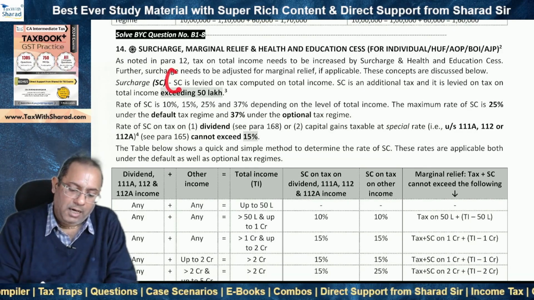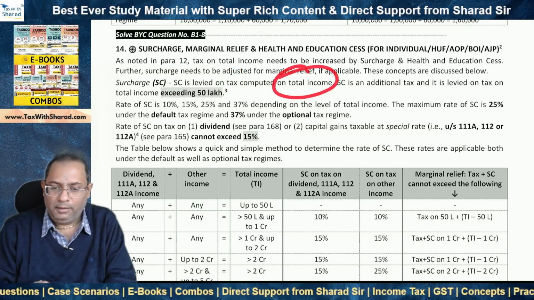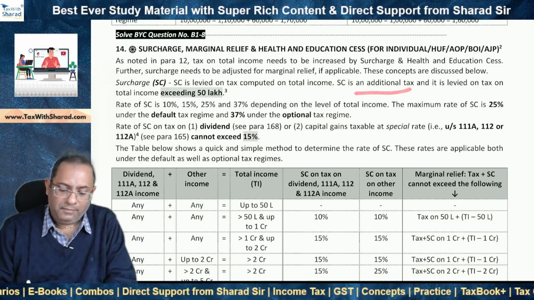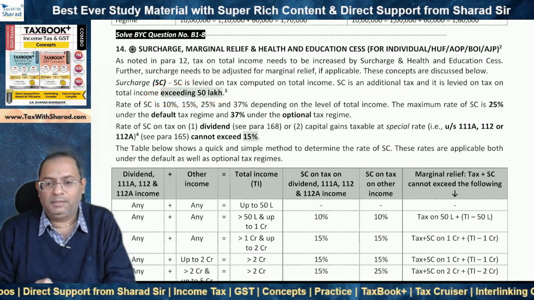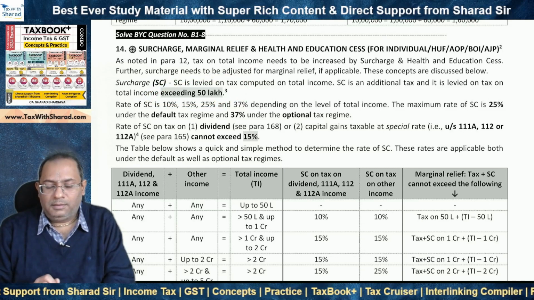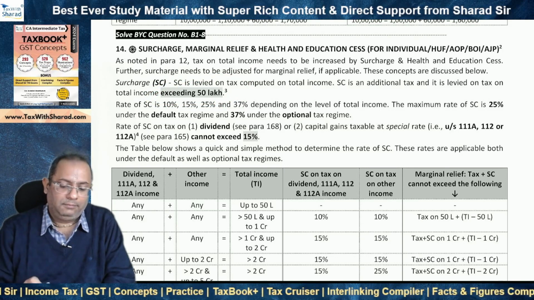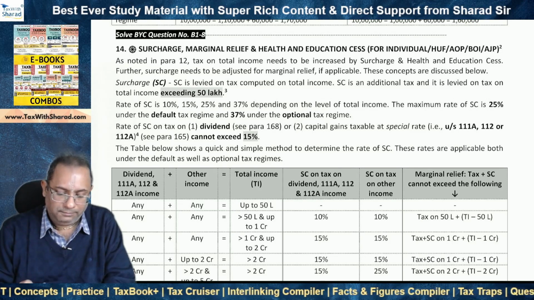So as we know, surcharge is levied on tax which is computed on the total income, right? Surcharge is an additional tax and it is levied on tax on total income exceeding 50 lakh rupees. That means this is the threshold. Surcharge is levied only if the total income exceeds 50 lakh rupees. Else surcharge is not to be added to the amount of tax on total income.